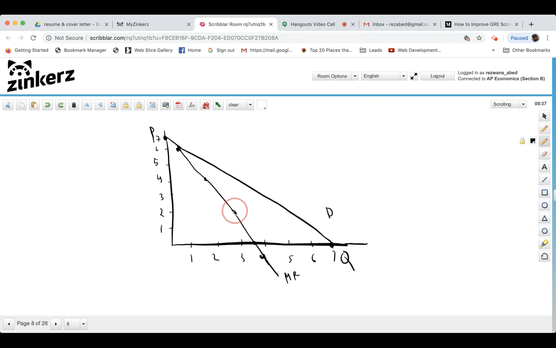So any question on how we got this graph, or how to draw this, Frida? No? Okay, so the only thing I want you to remember is where the marginal revenue curve intersects the horizontal axis. It's gonna cross the horizontal axis halfway.